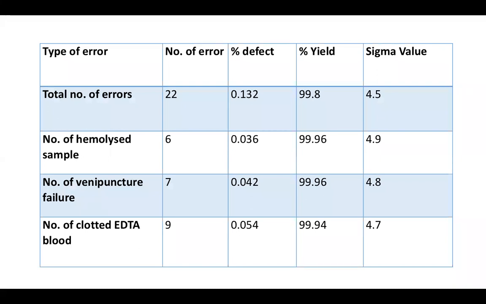We calculated the percentage defect. Percentage defect means unacceptable situation. And if we subtract these from 100, we get percentage yield. Then the number of defects per million opportunities, and with that sigma table, we can get the sigma value. So these are the sigma values in different situations. The total number of errors 22, 4.5, 4.9, 4.8, 4.7, something like that.